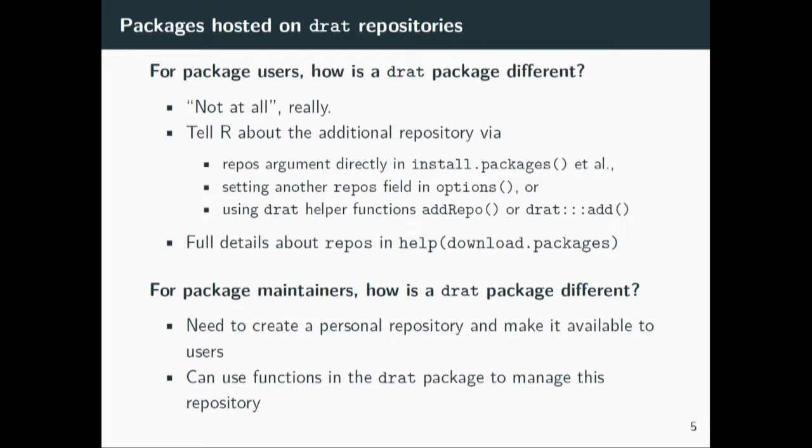So you can tell R about the additional repository if you're a package user through the repos argument and install packages. You can also set another repos in options, or drat has a helper function called add repo that you can use for that.